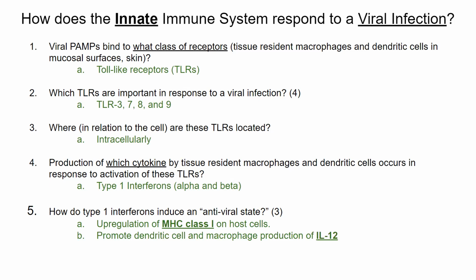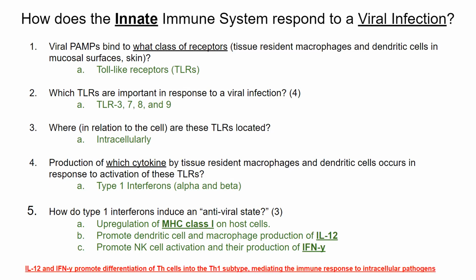Okay, so the first one is IL-12. We get IL-12 production by dendritic cells and macrophages. And then the other one is we get interferon gamma production by NK cells. So these type 1 interferons will bind to dendritic cells, macrophages, and NK cells and cause them to produce IL-12 and then interferon gamma.